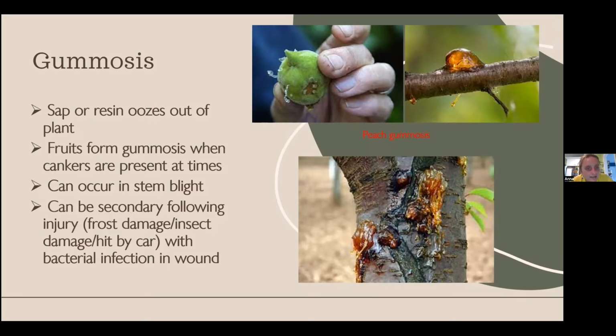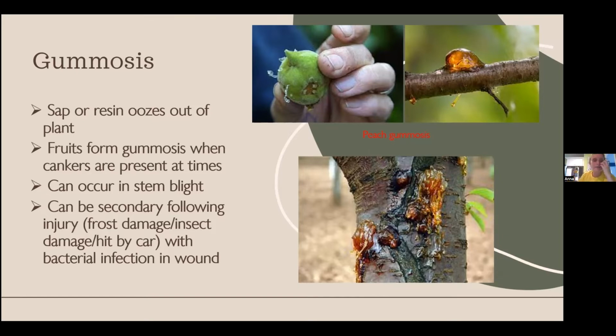It can be secondary following injury though. So in the case of that immature peach fruit that somebody's holding up, that was actually insect damage, and a secondary condition of that damage is the gummosis. We can see this in some trees too. If the trees are hit by a car, for example, and it gets infected with bacteria, then it might cause some gummosis, where you get that secondary infection within the wound before the tree can heal and seal the damage off. So that's one to keep an eye out for.